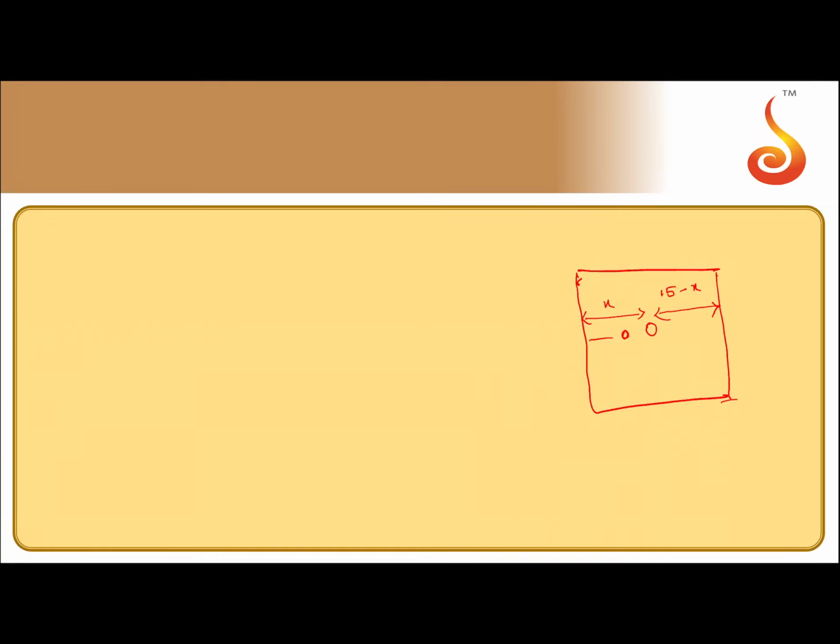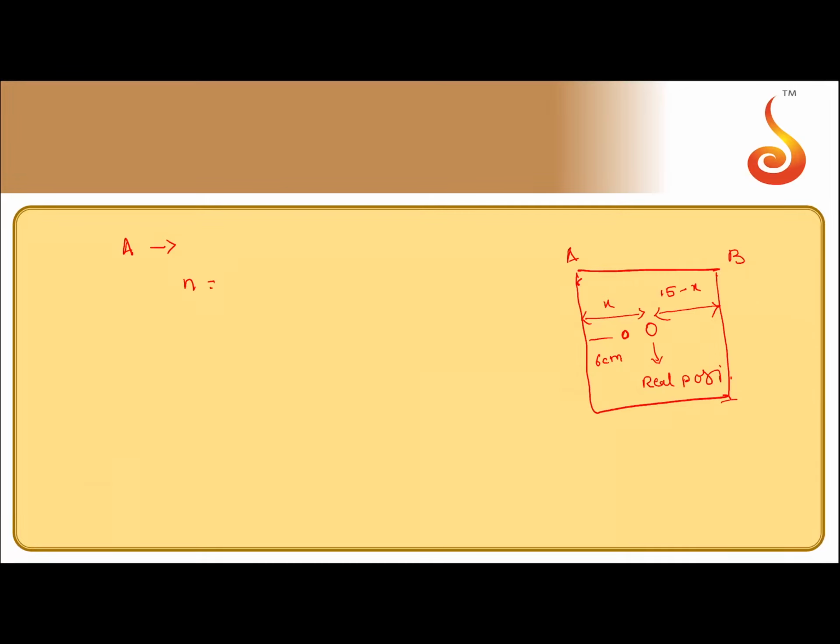such that the distance of this shifted image is 6 centimeters from one of the edge. So this is the real position. Now let's call this as A and this as B.